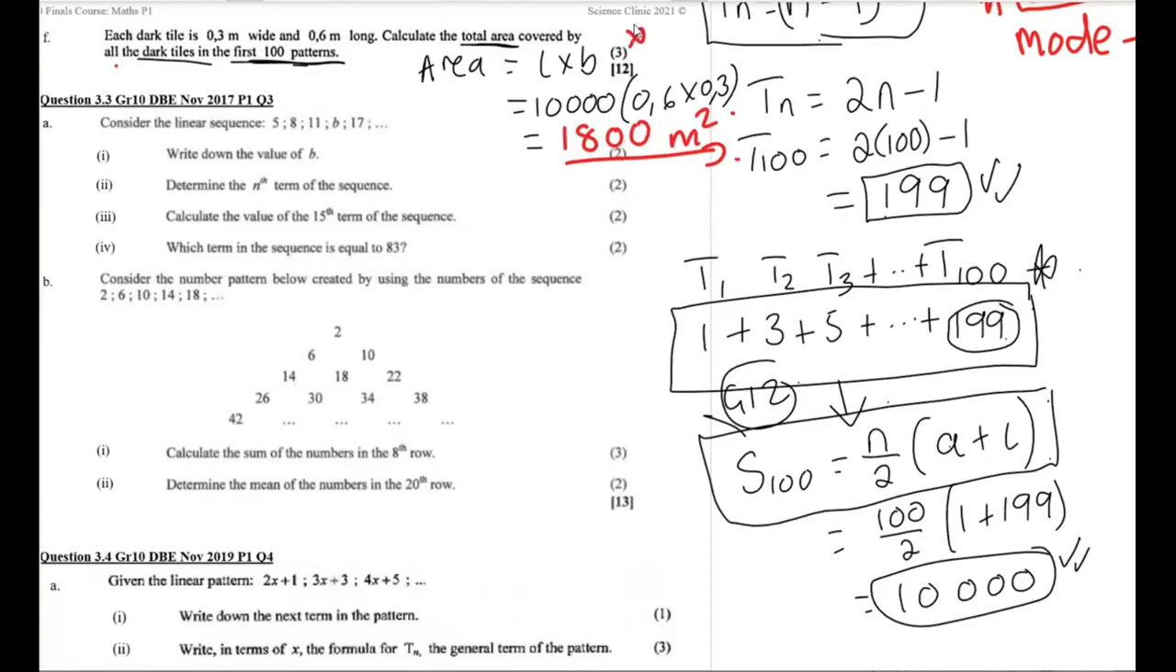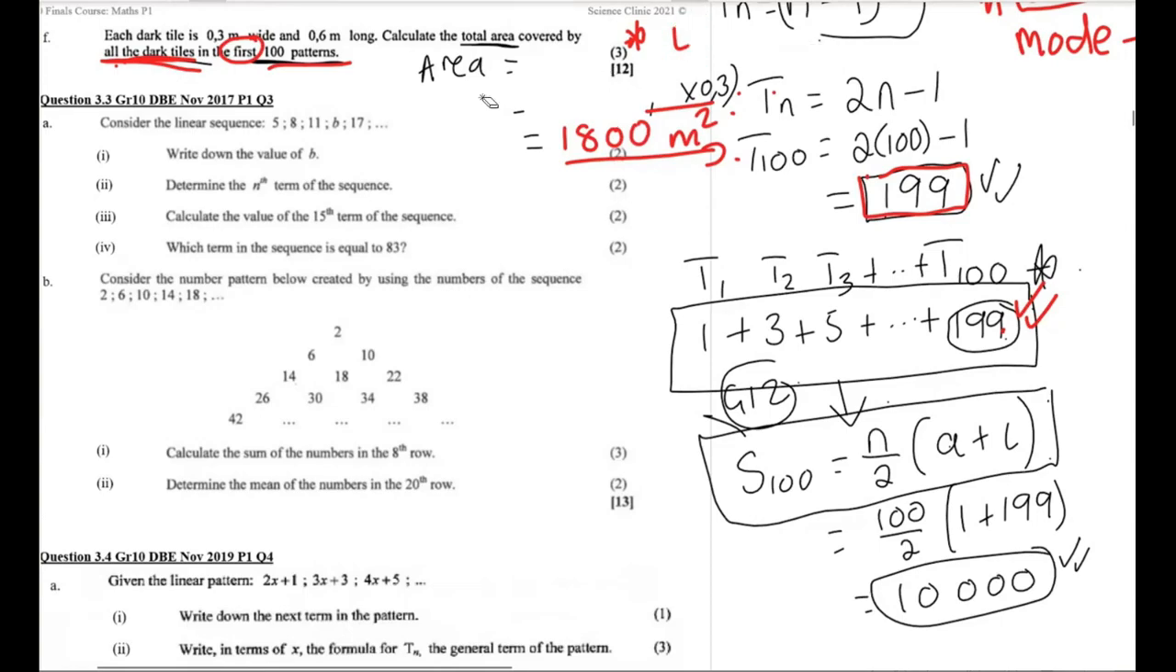So this one, I would say, is what we call a level 4 question, where it's not as easy as it looks. I know that most of you were going to get the part of getting the 100, but most of you were going to be tempted to say 199 times the area of the square, which was incorrect because they wanted the total number of all the dark tiles in the first 100 patterns. So we needed to start from T1 until T100 and add everybody to get the answer. Right. Okay, question number 3.